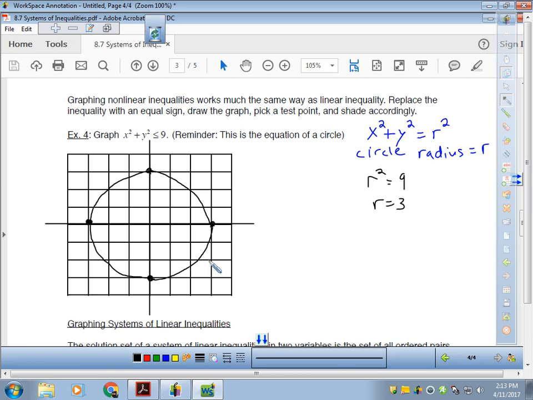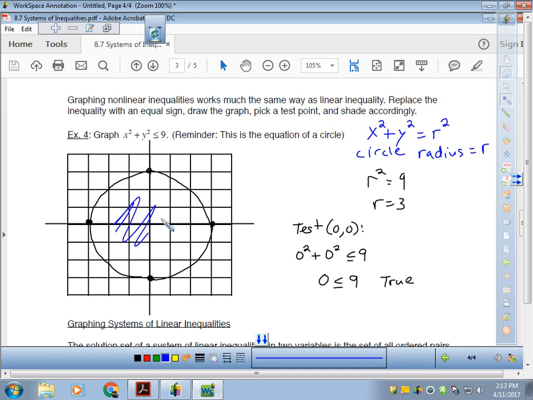So there's our graph. Now we want to see where we shade, so we need a test point. I'm going to use the origin because it's not on the circle. So I'm going to test with 0, 0. So plug that in. 0 squared plus 0 squared less than or equal to 9. 0 squared is 0, 0 squared is 0, 0 plus 0 is 0. So I have 0 is less than or equal to 9. Is that true? Yep, it is true. 0 is less than 9. So we will include the point at 0, 0, which means we're going to shade here in the middle.